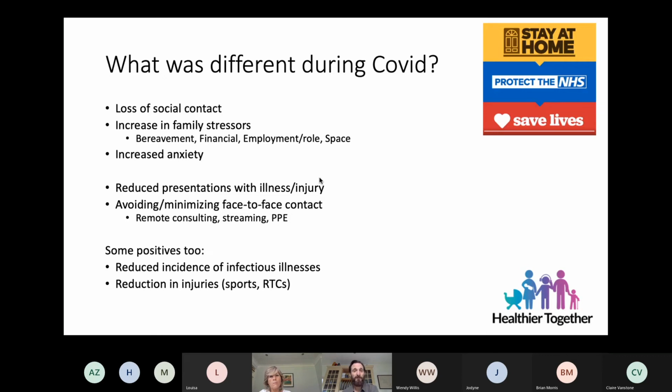There were some positives, I suppose, during the peak of the pandemic. We did have a lot less incidence of infectious illnesses. There was just much less circulating, not just COVID, but all the other common things were not circulating. And there were also reductions in some of the injuries that you might see when people are out and about, road traffic collisions and sports injuries.